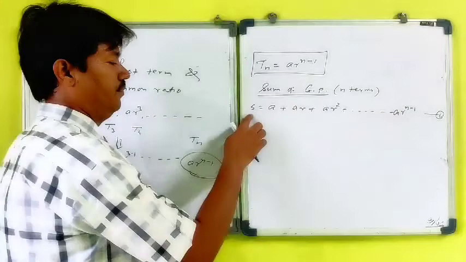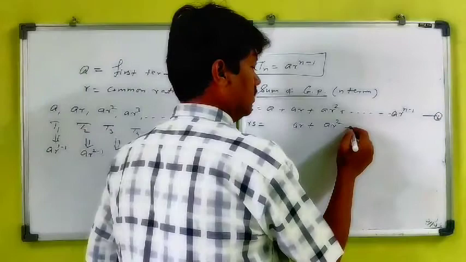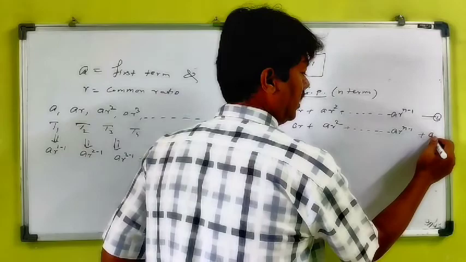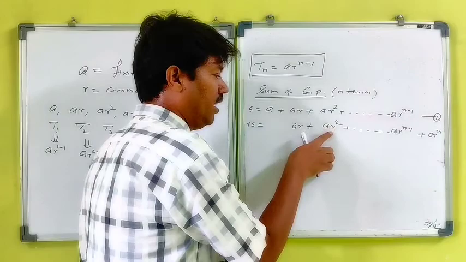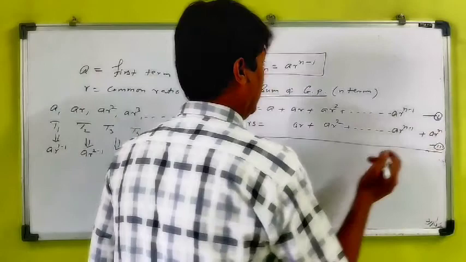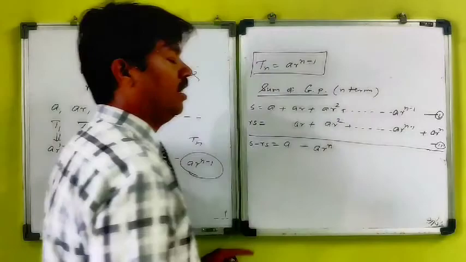Multiply this with R. So it becomes RS, which I'm writing shifted: AR plus AR square plus, like that, AR raised to n minus 1, and one more term will come, that is AR raised to n, because you have to multiply R with each term. Now we subtract these two. S minus RS is equal to what? A will remain, the middle terms cancel, and minus AR raised to n will remain.